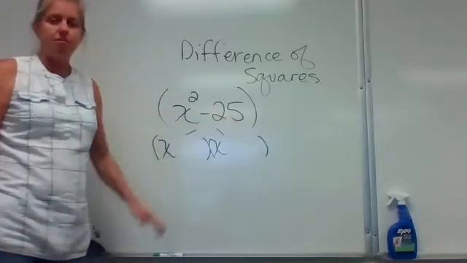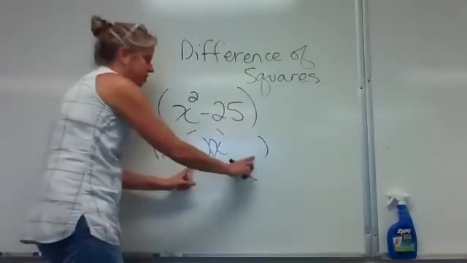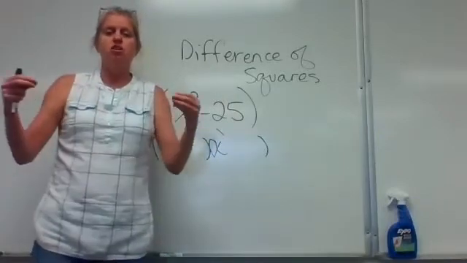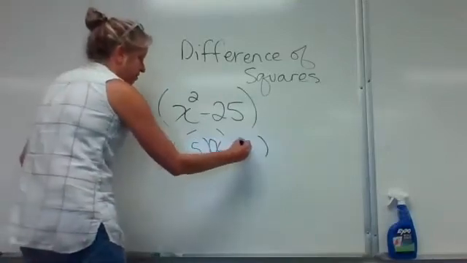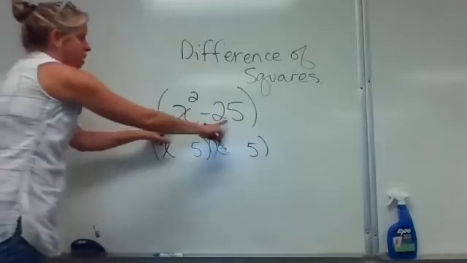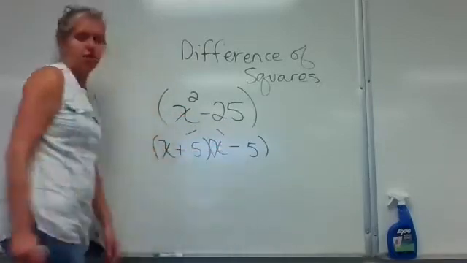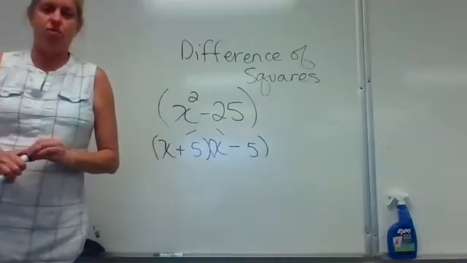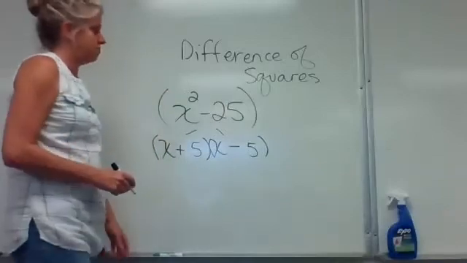I can also do the same thing with this 25. What numbers can you put here and here that they're going to be the same number? And when you multiply them together, you get 25, which would be 5 and 5. And when you're factoring the difference of two perfect squares, your factors are going to have one positive and one negative, and it doesn't matter which order they go into. So that's how you factor the difference of perfect squares.